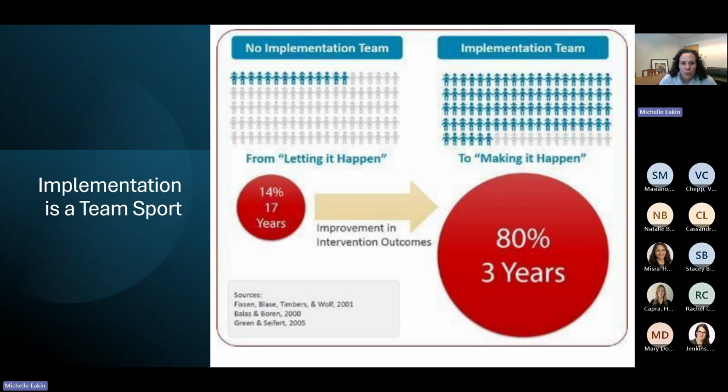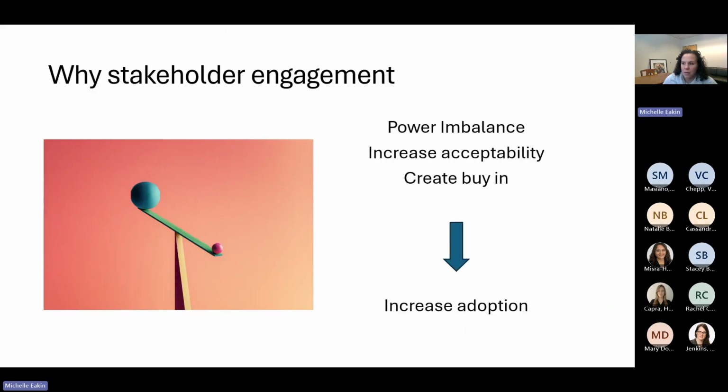There were multiple studies in the early 2000s that looked at the use of an implementation team, and found that using an implementation team increased intervention outcomes from 14% to 80% in just 3 years' time. That highlights that having that partnership can significantly improve uptake and implementation by having everyone work together. And so community engagement and patient engagement have become almost a core essential element of our implementation science methods.